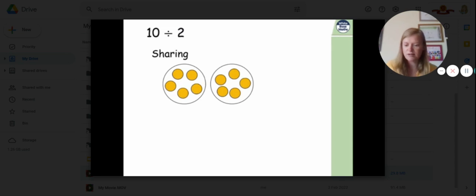I know when I'm sharing that the last number will be how many each group gets once all the items have been shared equally. So 10 divided by 2 equals 5. I have 5 counters in each circle, so the answer is 5.